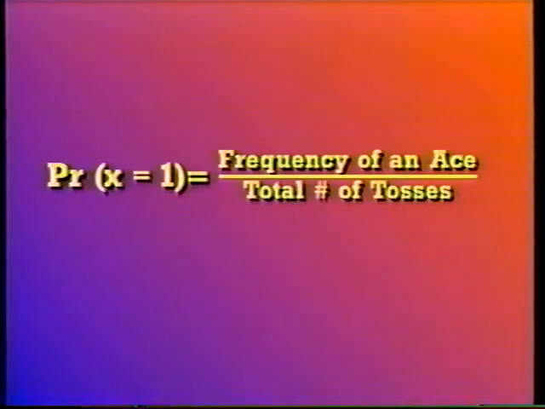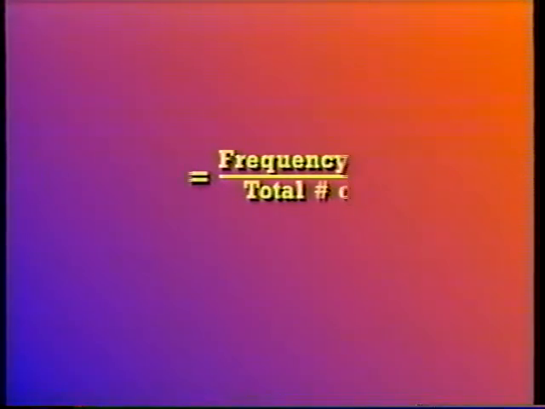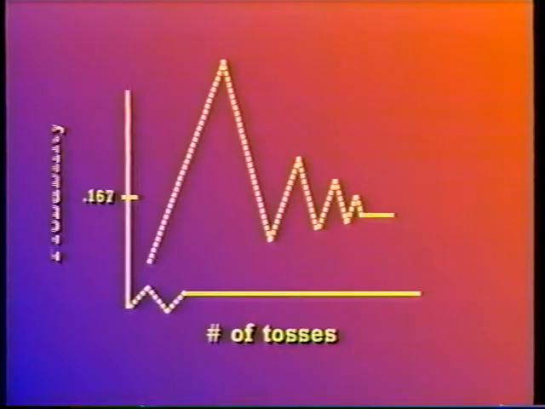The probability of getting x equal to 1 can be estimated as a long-term relative frequency of getting an ace. Namely, if we were to toss the die many hundreds of times and we tabulate how many aces we got, and you divide that by the total number of tosses, the result will be the probability of getting a 1, which is 1 over 6, or 0.167. This means on the average, 16.7% of the time, you can expect an ace.